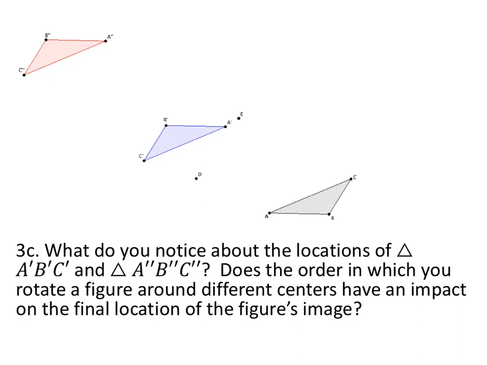So that first part, what do we notice about the locations? They're different. Now, we need to keep in mind that we did the same exact rotations, but we changed the order. That's that second part. We changed the order of the different centers, which is why these changed locations. This is what the book said.